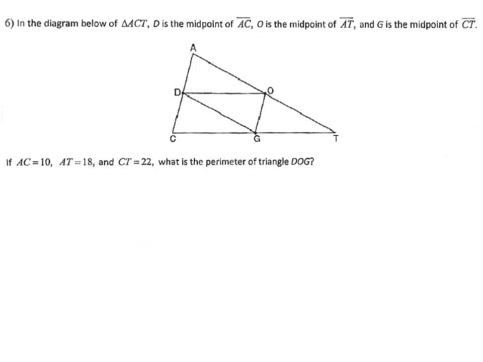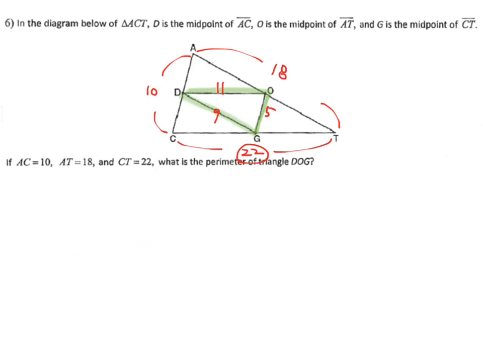Alright, so let's look at the next one. If AC is 10, AT is equal to 18, and CT is equal to 22, what is the perimeter of triangle DOG, which is the one inside? Since this one is 22, the DO would have been 11 because it's half of that. Since AC is equal to 10, this would have been 5, half of the length. That's what mid-segments are all about. So this AT is equal to 18, then DG is equal to 9.